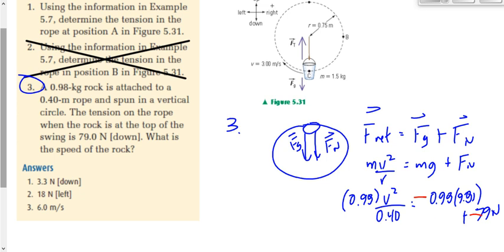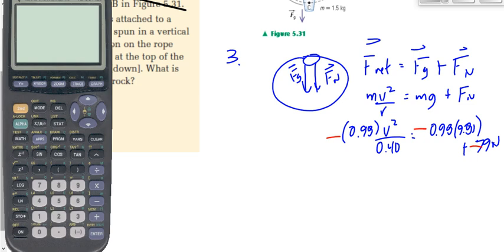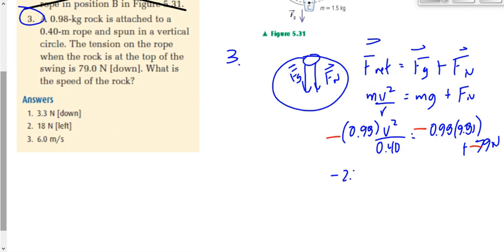Now, notice over here, this one's trickier. I haven't solved for v yet, but I've started subbing numbers in for mv squared over r. So I have to worry about positive and negative for that. Is it positive or is it negative? It's negative because it's acting down as well. Okay, let's see what we got here. We're going to say negative 0.98 divided by 0.4 gives me negative 2.45 over here.